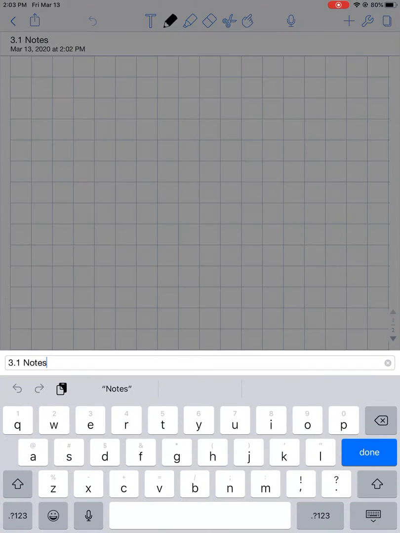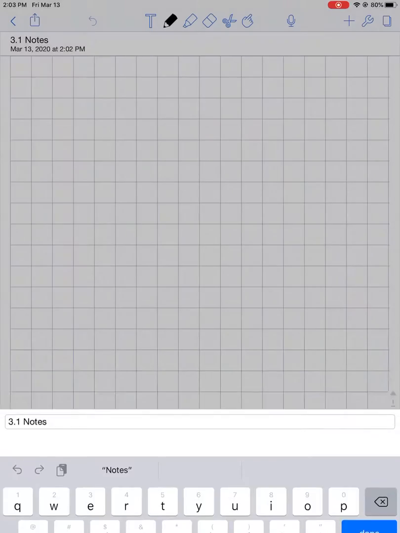Okay, guys, so I know this is not the ideal situation, but this is the situation that we're in. And so I'm going to give you some notes on 3.1. It says it right here. Okay. Done. 3.1 notes.